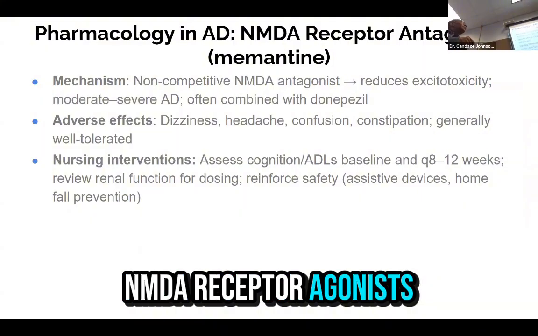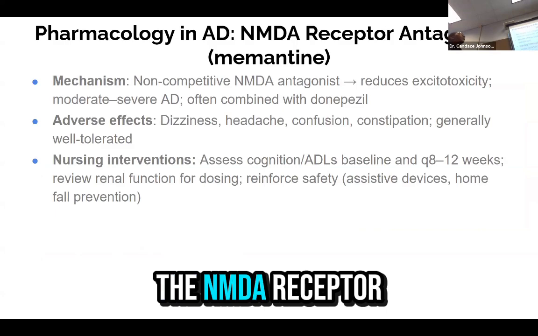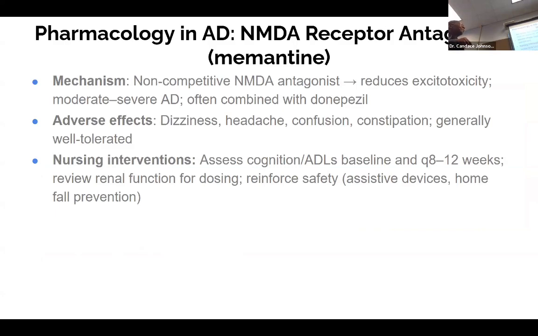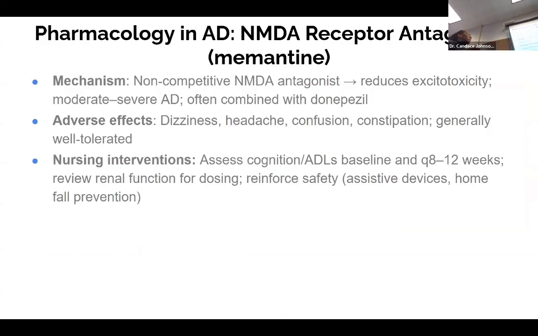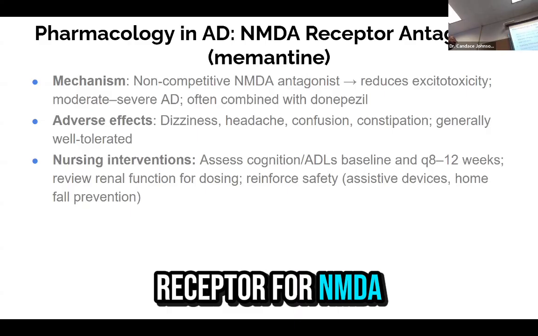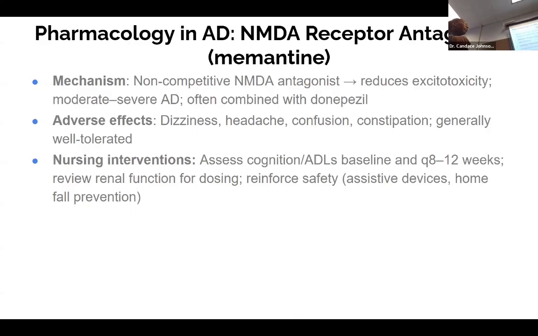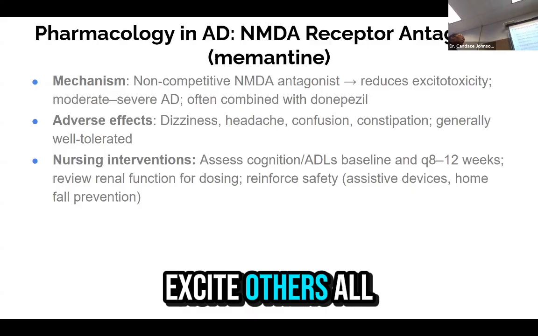NMDA receptor agonists, also known as Memantine receptor agonists. The NMDA receptor, we're antagonists. All right, let me get that right. NMDA receptor antagonists. So what is it doing? Working against the receptor for NMDA. So as I mentioned before, we want to inhibit some neurotransmitters, we want to excite others.